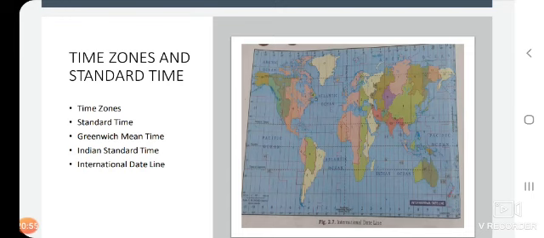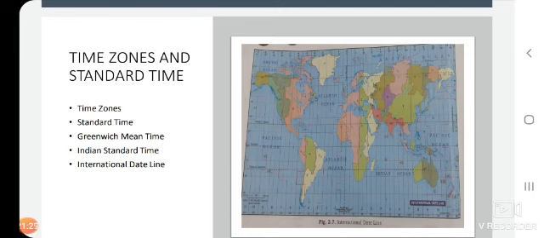So the earth also takes one day to rotate; for one rotation it takes 24 hours. Each degree is 4 minutes, 15 degrees is 1 hour, and 360 degrees is 24 hours. Children, this calculation part we are just explaining theoretically. When we meet, we will calculate practically with a worked out example.